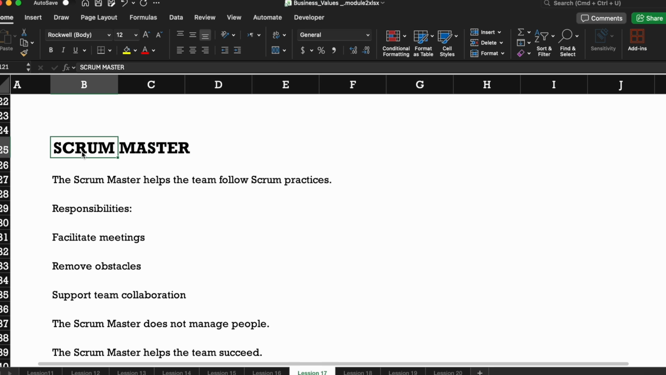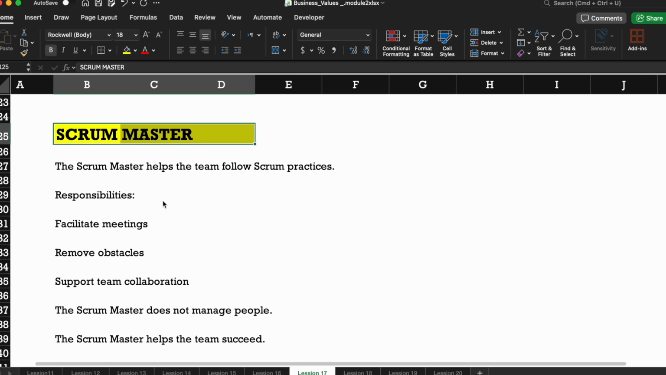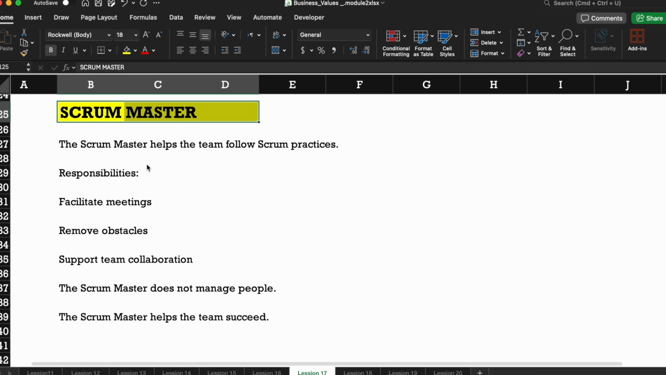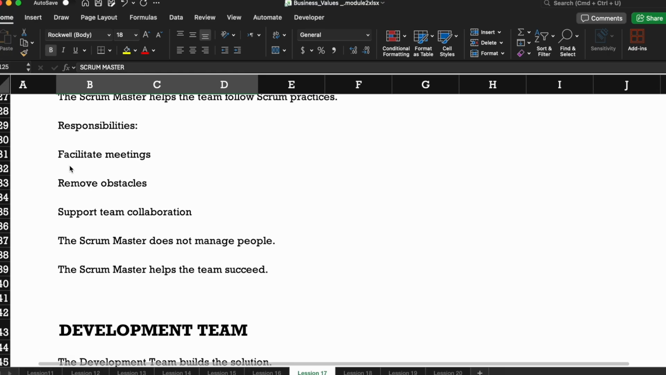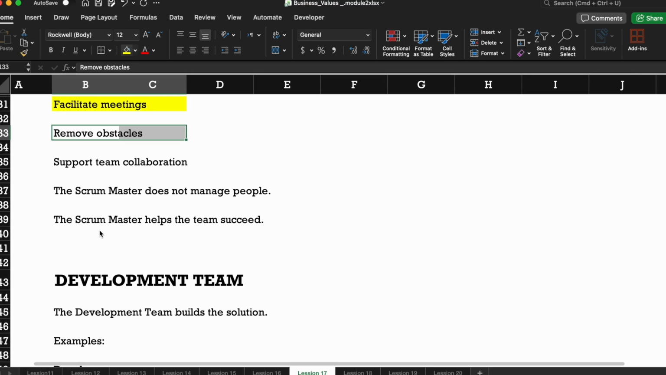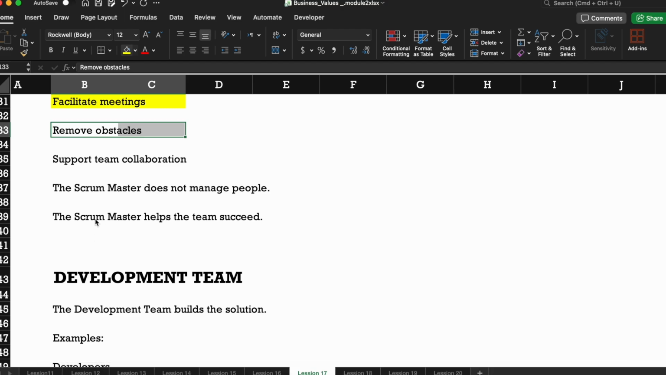So the next role is Scrum Master. Even though you are in agile, some teams may not have a Scrum Master, but this is also one of the key roles in the agile framework. The Scrum Master helps the team follow Scrum practices. Responsibilities: facilitate meetings, remove obstacles, support team collaboration. The Scrum Master does not manage people. The Scrum Master helps the team succeed.